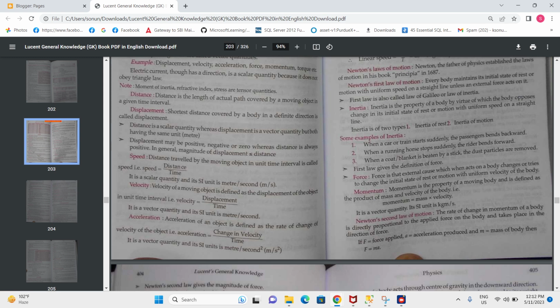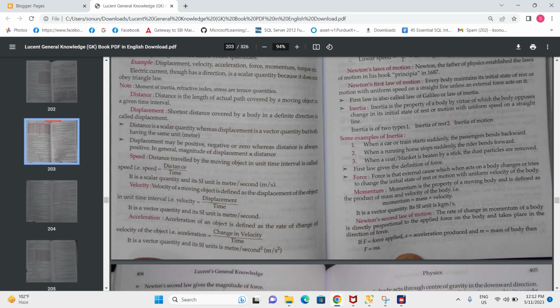This is for the stable condition. Now another is like somebody is moving very fast. Just for example, our car is moving. To stop the car, we have to apply a brake. Otherwise, it will not stop.